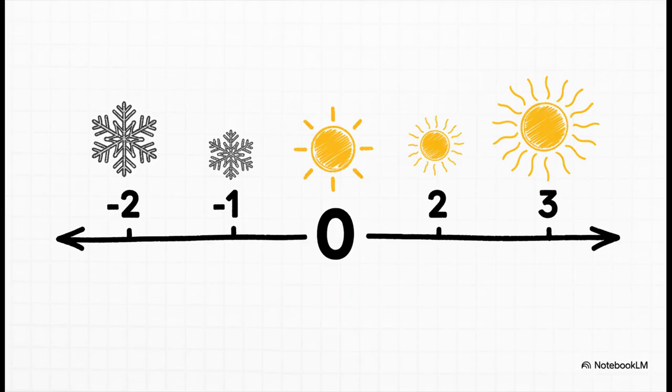To the left of 0, we put all the negative numbers. Negative 1, negative 2, negative 3, and on they go. And the rule over here is the exact opposite. As you move to the left, the numbers get smaller and smaller. And just like that, our map is complete. It shows every single integer in perfect order.